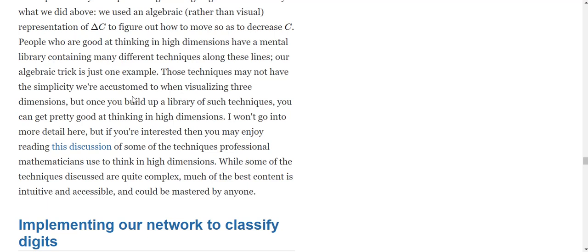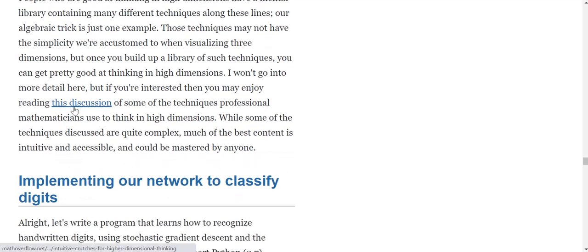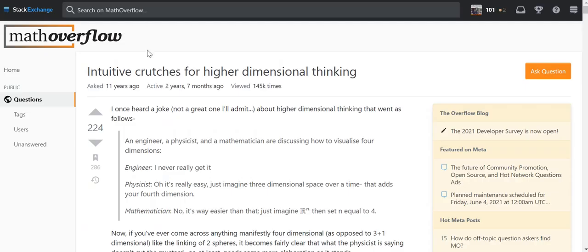Those techniques may not have the simplicity we are accustomed to when visualizing three dimensions, but once you build up a library of such techniques, you can get pretty good at thinking in higher dimensions. I won't go into more details here, but if you're interested, then you may enjoy reading this discussion of some techniques professional mathematicians use in higher dimensions. While some of the techniques discussed are quite complex, much of the best content is intuitive and accessible and could be mastered by anyone. Oh, so this is a Math Overflow post.